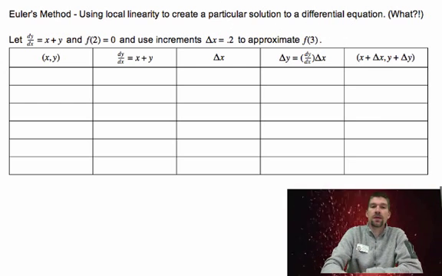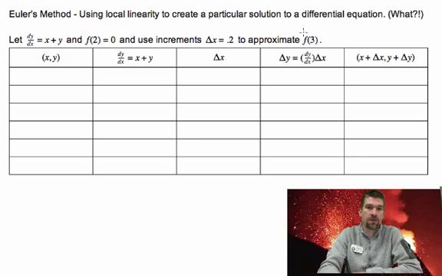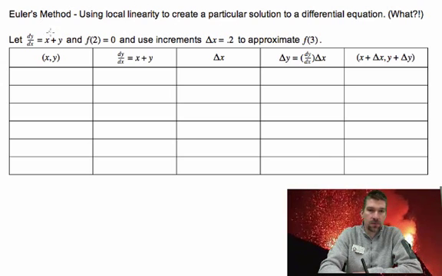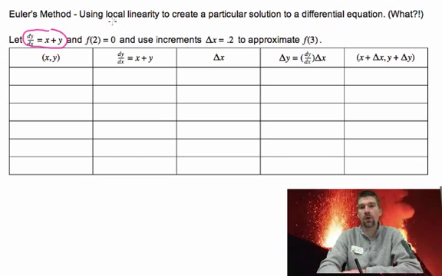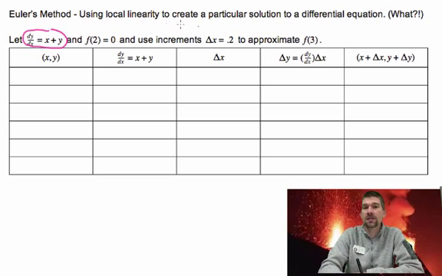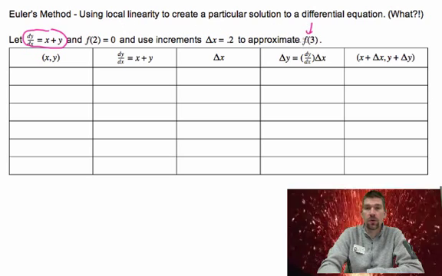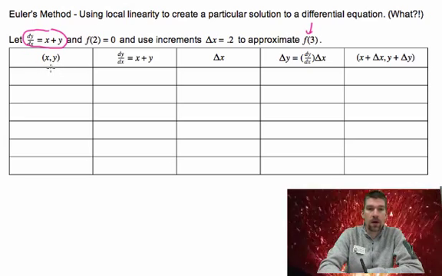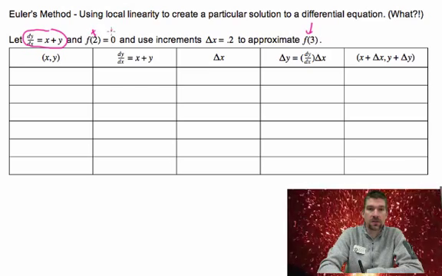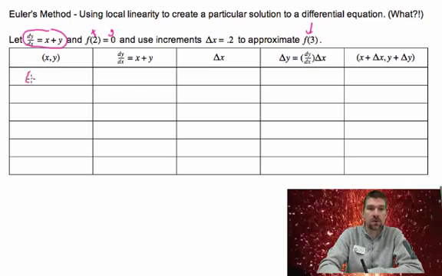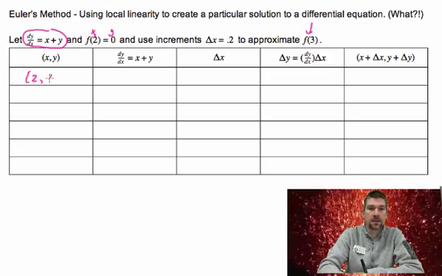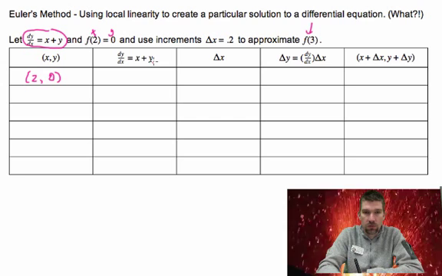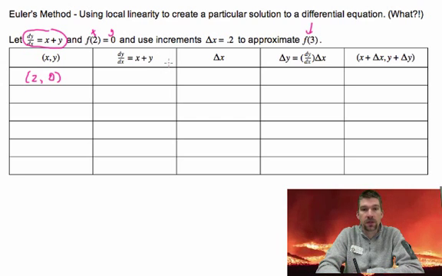Okay. And this is going to give us a particular solution to a differential equation. Remember, this is a differential equation because it's got a derivative in it. And we're going to look for a really good approximation to what happens to our function when x is 3. Okay, so here we go. We're given x and y, so x is 2 and y is 0. Then just follow this rule right here: dy/dx is x plus y.